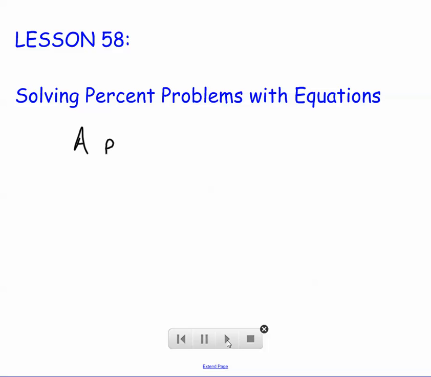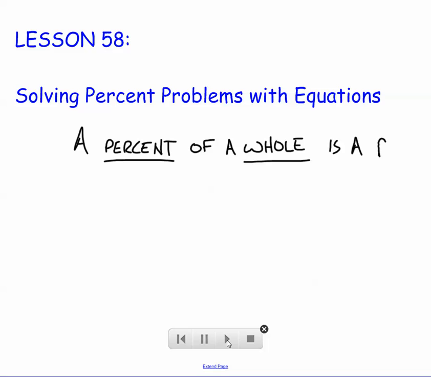So here's the equation we're going to work with here. Well, let's start off with a sentence here actually. A percent of a whole is a part. Percent of a whole is a part. That's just common sense. So percent times whole equals part. That's the equation that we're going to use.